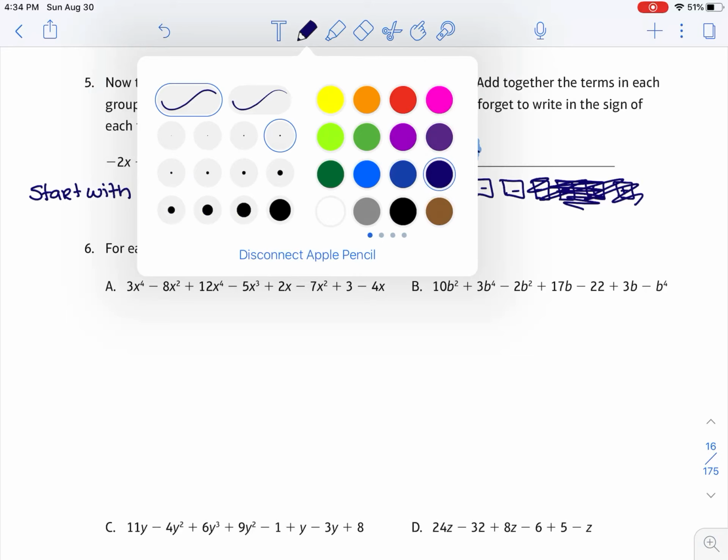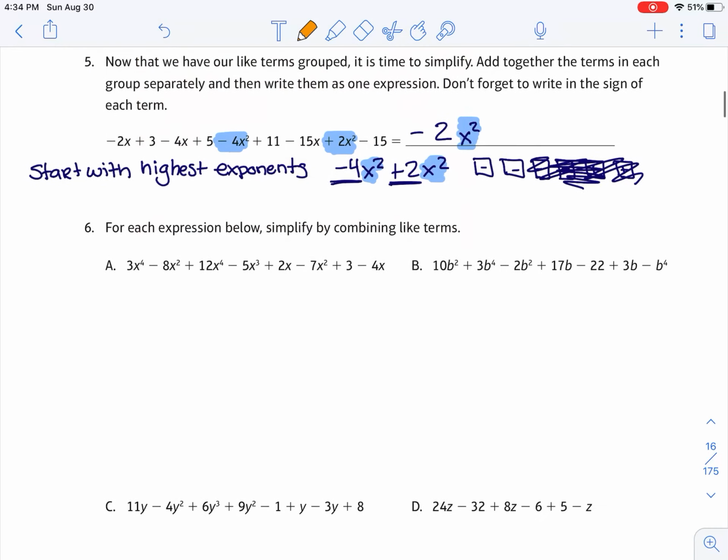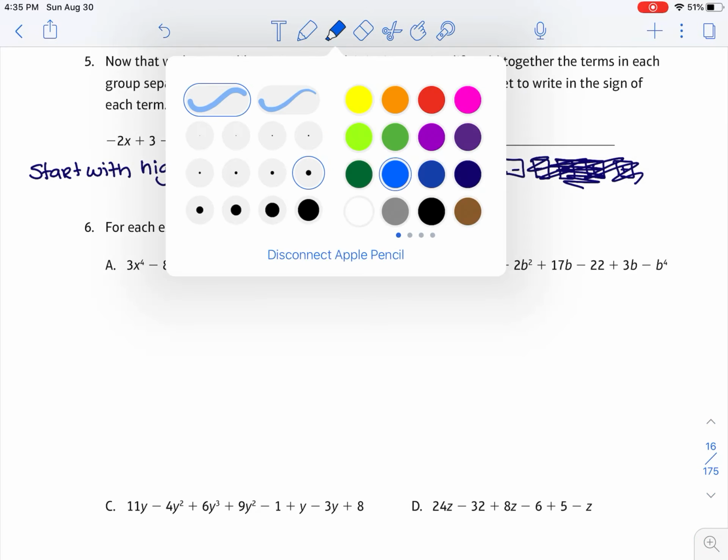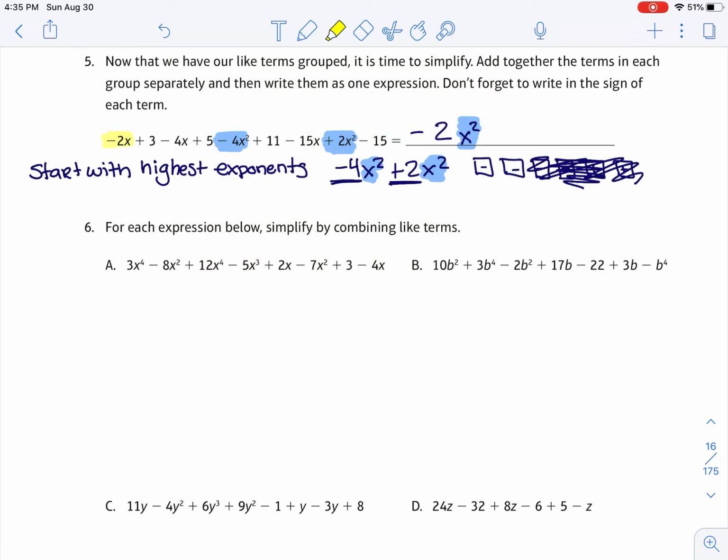Okay. Then I'm going to go to x's. And x's I used yellow, so I'm going to use orange to write with just because the yellow is harder to see. So I have negative 2x, negative 4x, negative 15x. Negative 2x minus 4x minus 15x. These are all negatives.